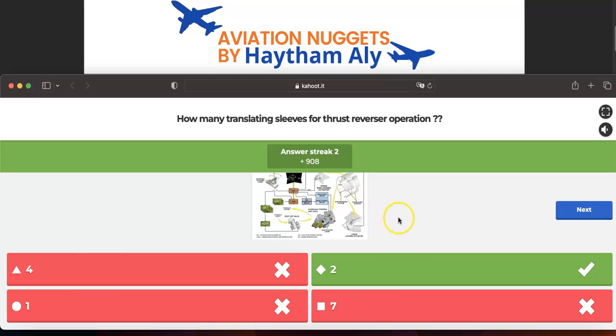Okay, everybody. So as a summary, we have 2 translating sleeves per engine for thrust reverser system operation. When the translating sleeves go aft, they expose the blocker doors to the bypass airflow, and they direct the bypass airflow or secondary airflow forward using the cascade vanes. Thanks to the cascade vanes, they direct the air into a forward motion at certain angles to be away from flight controls or any other critical component of the aircraft.